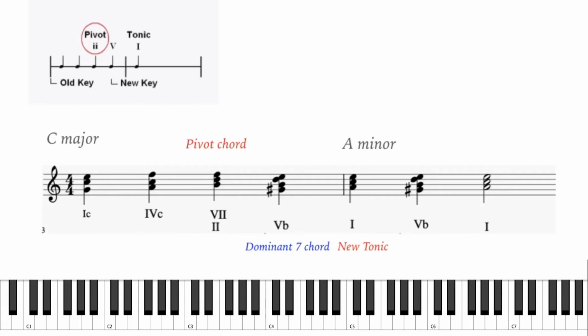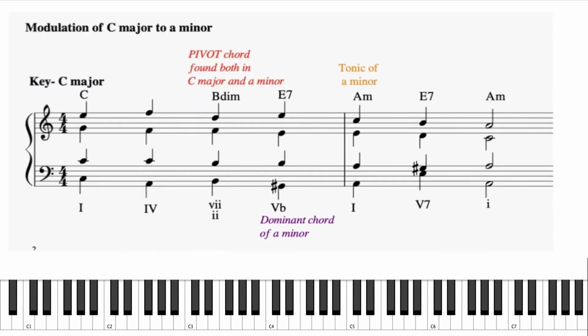Okay, so let me show you this example here, modulation from C major to A minor, starting from chord 1, but these are different inversions I'm using here. So chord 1, 4, this is a pivot chord, and then I have the dominant chord of the new key, A minor, and this is just repeating the dominant to tonic just to underline the new key one more time.